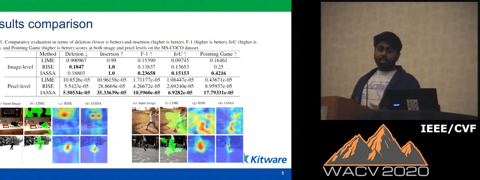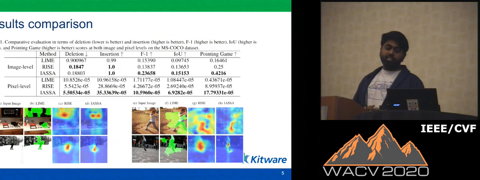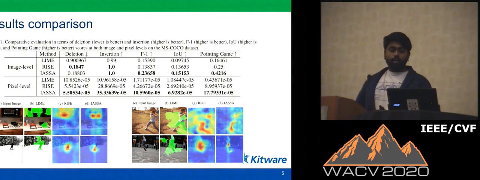And this process is continued iteratively till there is no change in the maps. And these are some results comparing previous black box approaches. And qualitatively, you can see that our maps are much more localized, and there's less ambiguity in what is causing the activation.